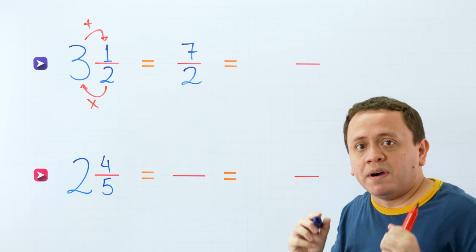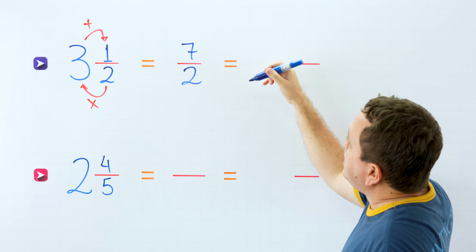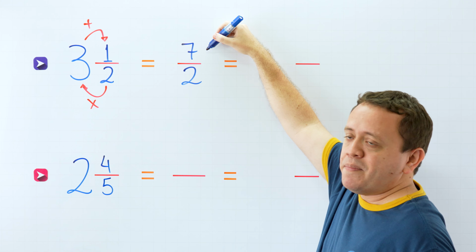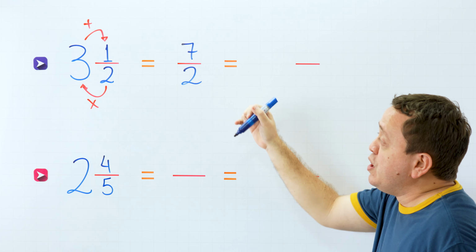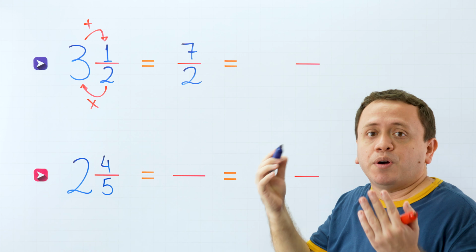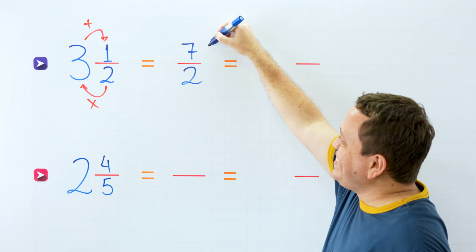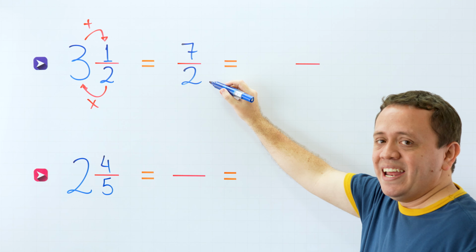At this point, we must remember that an improper fraction is a fraction where the numerator, the top number, is greater than or equal to the denominator, the bottom number. For example, 7/2 is an improper fraction given that the numerator 7 is greater than the denominator 2.